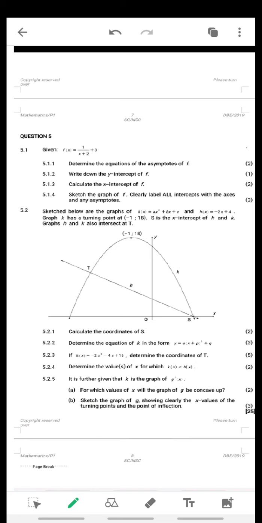So remember, along the y-axis, all your x values will be equal to 0, as we have discussed in class. That is prior knowledge that you needed to know and master so that you can understand this part. So, write down the y-intercept of f. What do we do? If we are looking for the y-intercept, along the y-axis all the x values are equal to 0. So for the y-intercept, we let x be equal to 0.